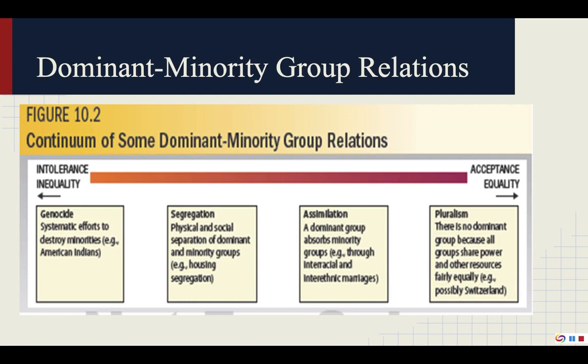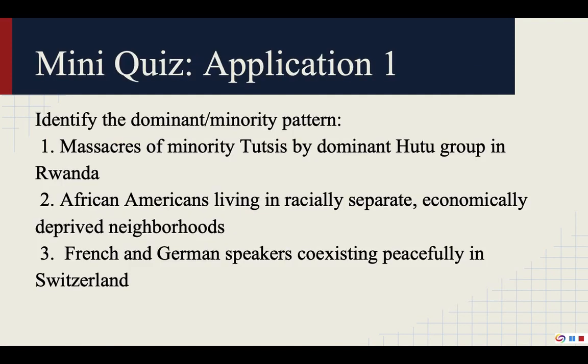But what I like to ask sometimes as we go over this slide is, where do you think the United States is on this continuum now, currently? And most people sort of say that we're still between segregation and assimilation, right? We're not to pluralism, which is our ideal, hopefully. Okay, so this is a little mini quiz application. You can read through these, and then the answers are in the notes section of the slide. So I'll let you practice that on your own.